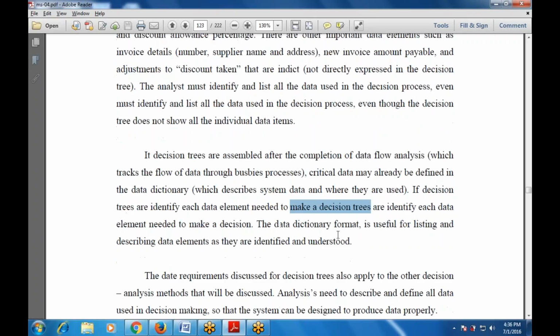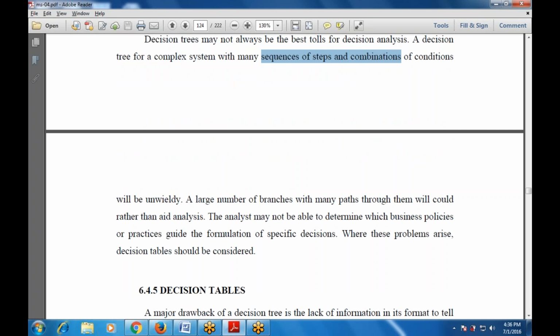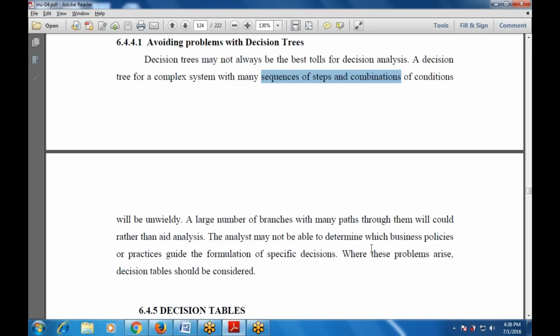What are the precautions we take to avoid problems with decision trees? Decision trees may not always be the best tools for decision analysis. A decision tree for a complex system with many sequences of steps and combinations of conditions will be unwieldy. A large number of branches with many paths through them could hinder rather than aid analysis. The analyst may not be able to determine which business policies or practices guide the formulation of specific decisions. Where these problems arise, decision tables should be considered.